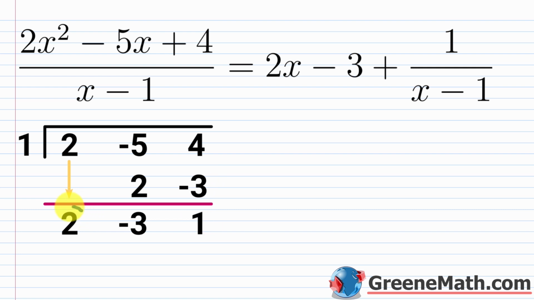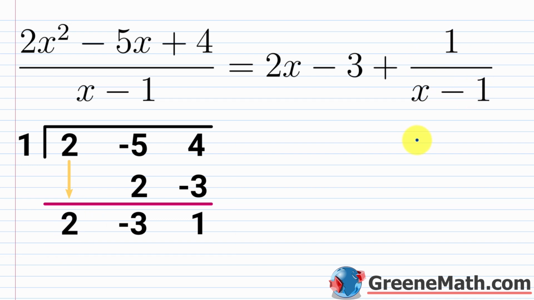So this right here is going to be the coefficients, again, dropping the degree by 1. If this is squared, then this becomes to the first power. So you get 2x minus 3, and then plus this 1 right here is the remainder, and you put that over your divisor. So 2x minus 3, and then plus 1 over x minus 1.